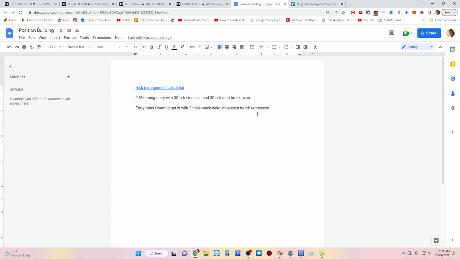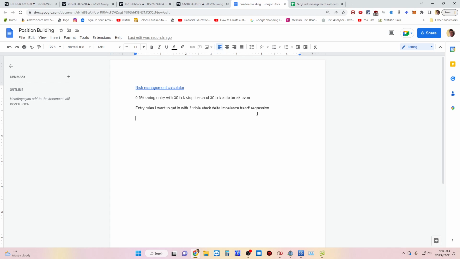Pretty much once you get this entry for the one with the wide stop loss and the slow auto break even, once you get that in, that's the runner. That's the runner.